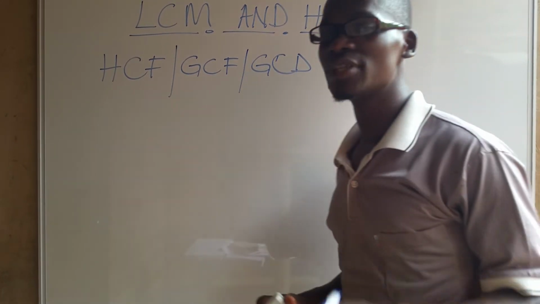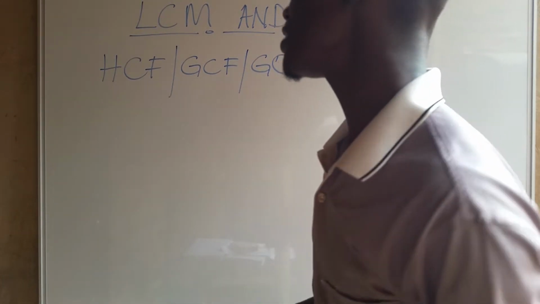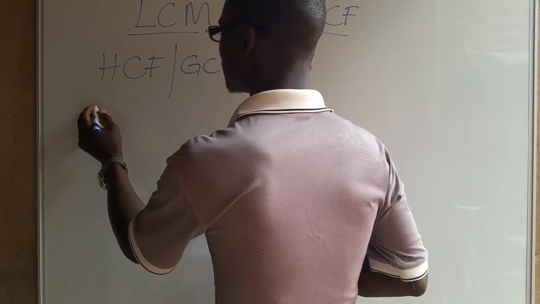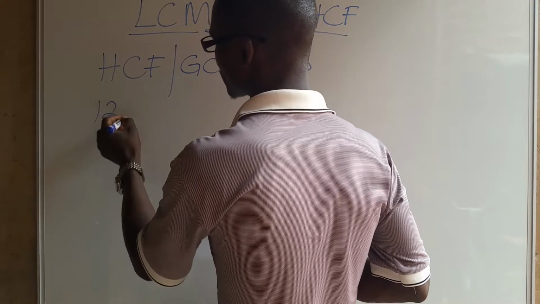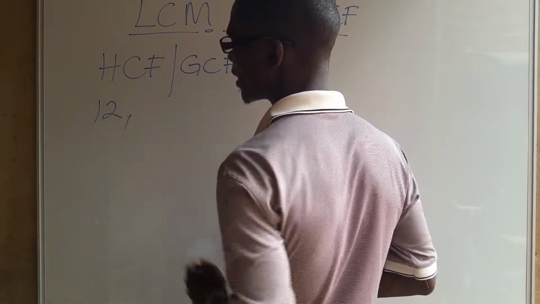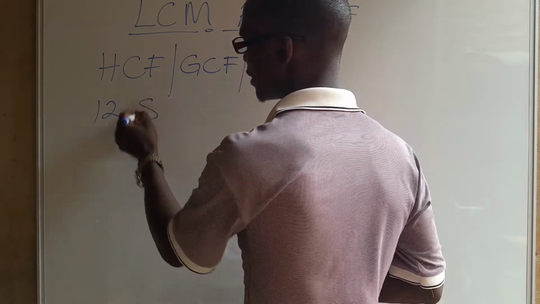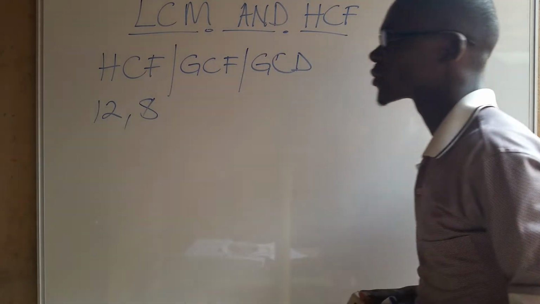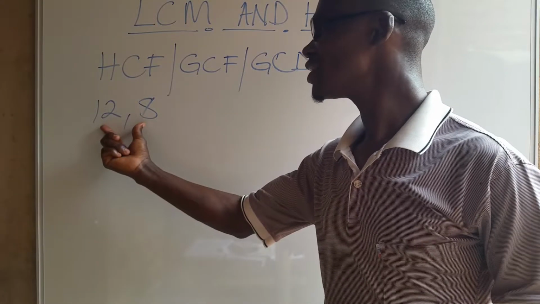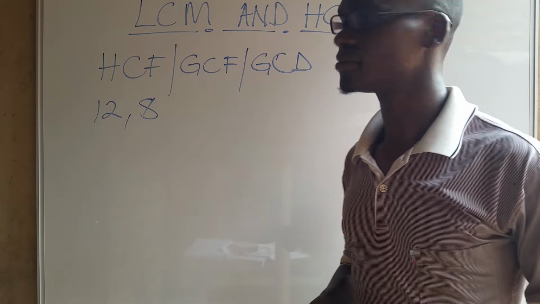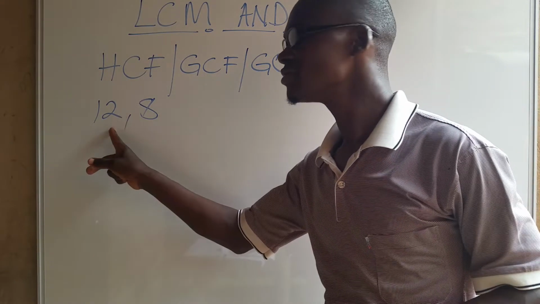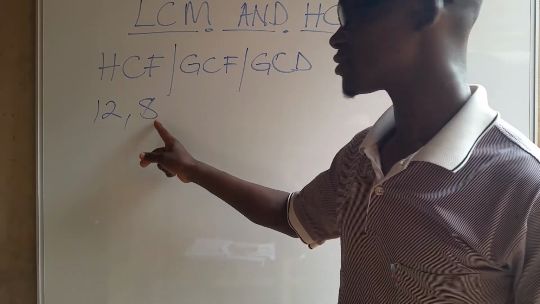Still, we can use the two methods. For instance, if we have 12 and 15, or we can have 12 and 8. If we are supposed to find the highest common factor of 12 and 8, we can either list the factors of 12 and the factors of 8.